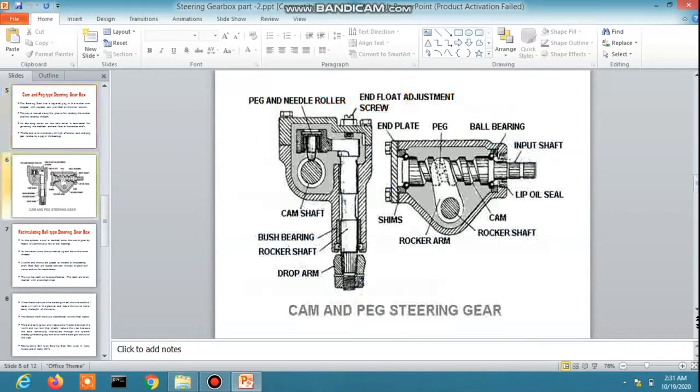So it is the cam shaft, and the peg and needle roller are there, and this is the input shaft, that is the steering shaft. At the end, this is the end plate, and those are the ball bearings. And the peg, this is called the peg, and this is our rocker arm and rocker arm shaft. So this is another type of steering gearbox mechanism.